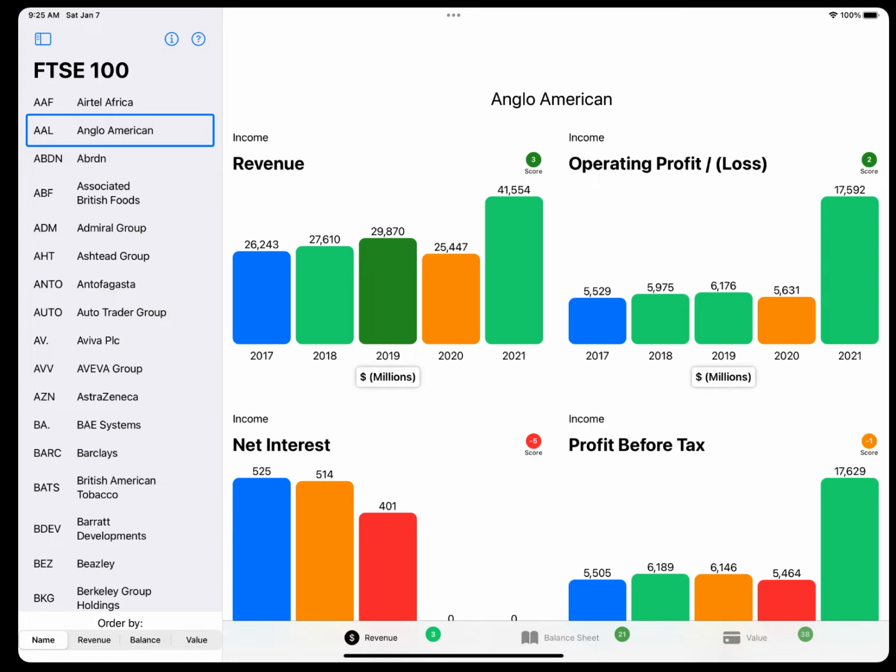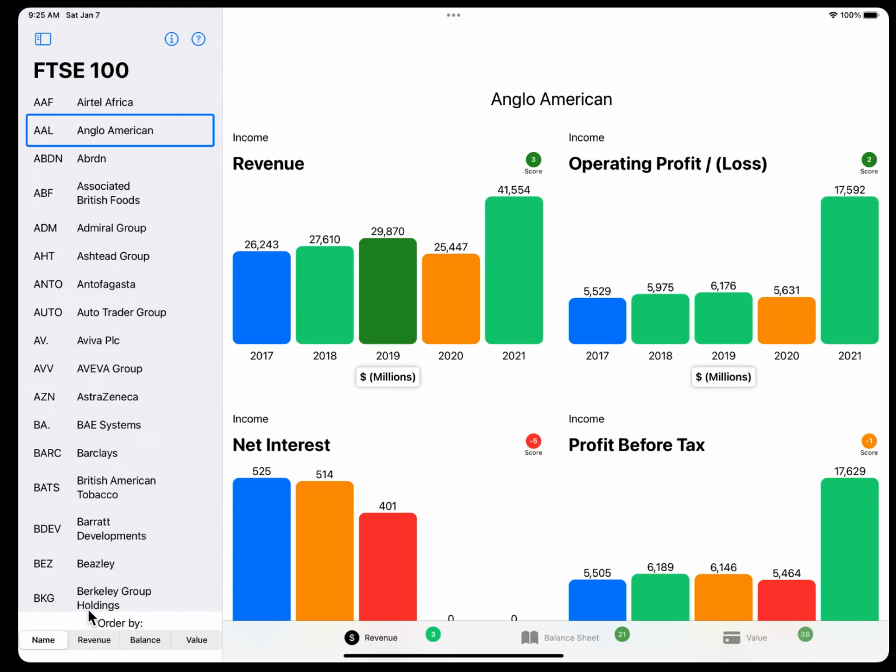This is a quick demonstration of the Quant company accounts app. And this is how the app arrives. It's currently just loaded with the FTSE 100 companies, but soon we'll be expanding to the FTSE 250 and then the American companies as well.